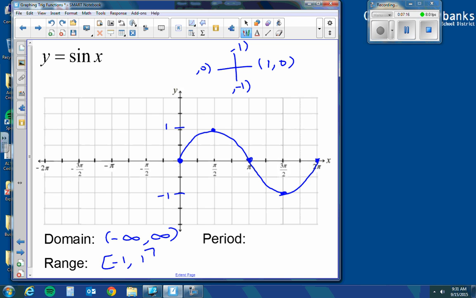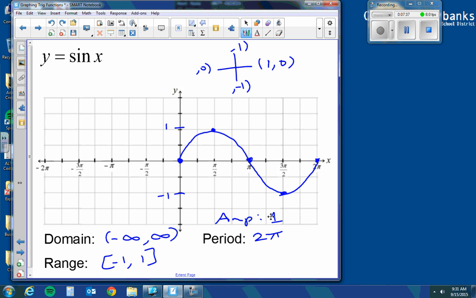The domain and range are the same. The period is the same. It takes 2 pi to complete a cycle. The amplitude is the same. In fact, the shape of the graph is the same. Sine and cosine are the exact same graph, just shifted over. Together, they're known as sinusoidal waves, sinusoidal curves. Both sine and cosine are the same shape. That's the term for them, okay?